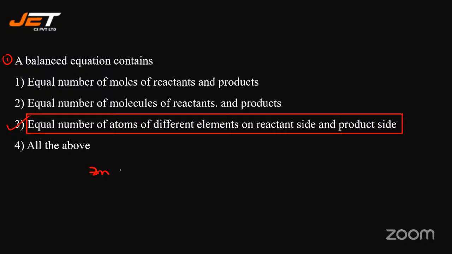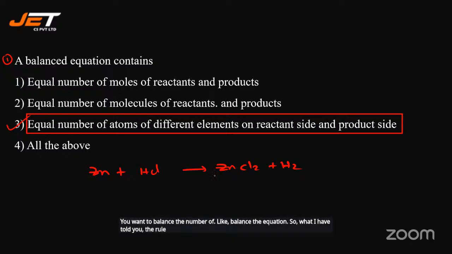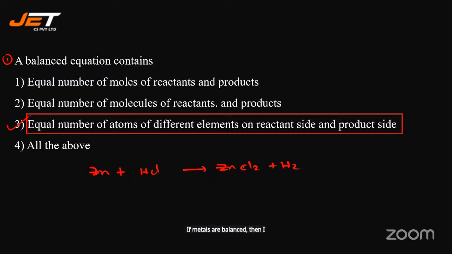Zn plus HCl gives rise to ZnCl2 plus H2. Suppose this equation is there and you want to balance the equation. The rule I have told you: first I have to check the metals. If metals are balanced, then I go for non-metals. If non-metals are also balanced, then I go for hydrogens. This was the rule which I have told you.